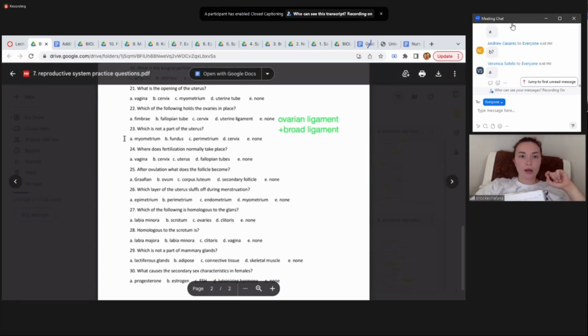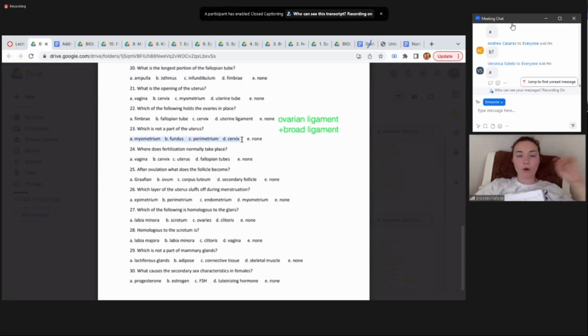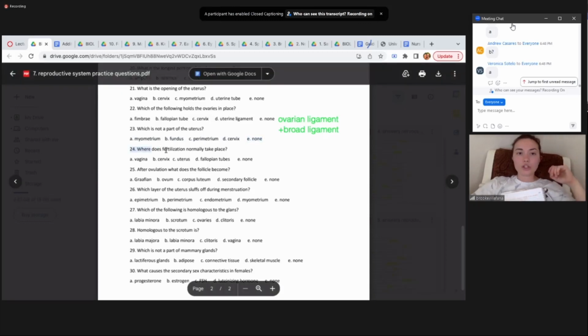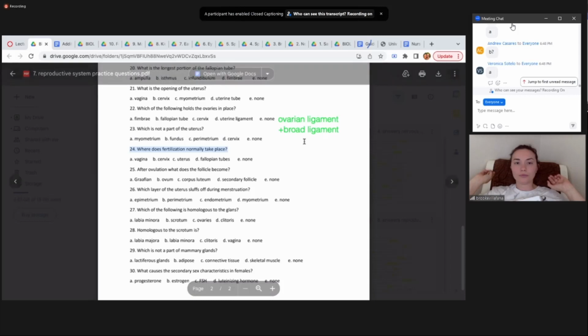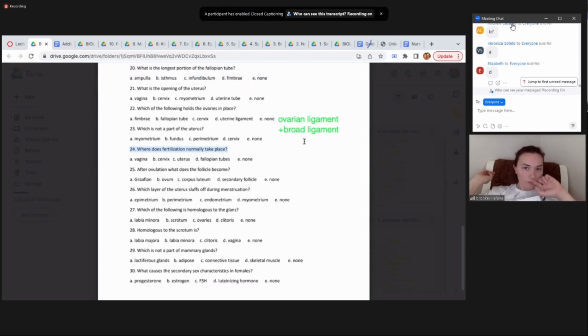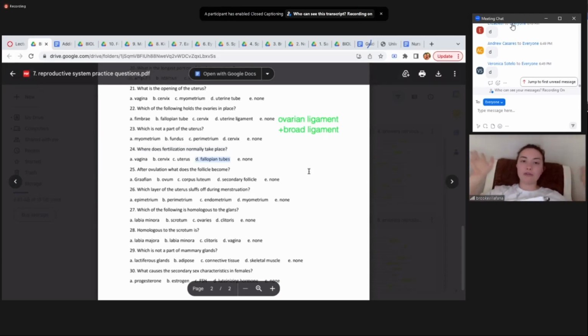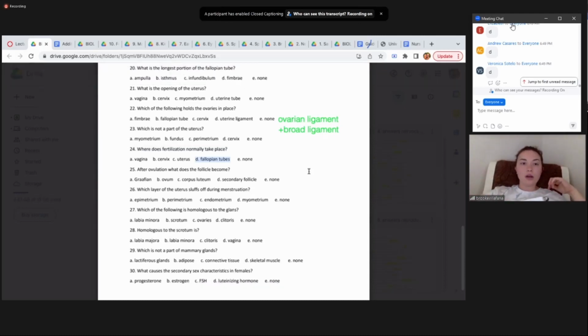So where were we? All of these would be part of the uterus: myo, peri, endometrium, cervix, and fundus, all part of it, and the body of the uterus. So none would be correct because they're all part of the uterus. Question 24, where does fertilization normally take place? Good. D, fallopian tubes. Technically the ampulla of the fallopian tubes, but fallopian tubes would still be correct.